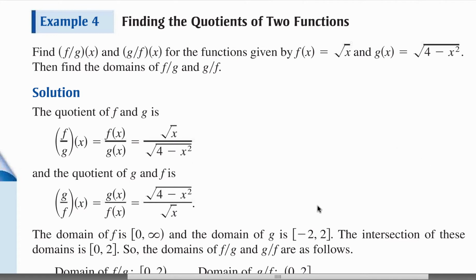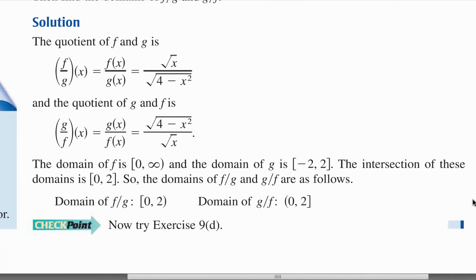You might ask yourself, well, why can't I plug in a number like -1? Wouldn't the denominator be positive? The answer is yes, the denominator would be positive, but not the numerator. You'd have an imaginary number up here. So the domain of f divided by g is going to be 0 including, that's why I put a bracket, up to 2 not including.